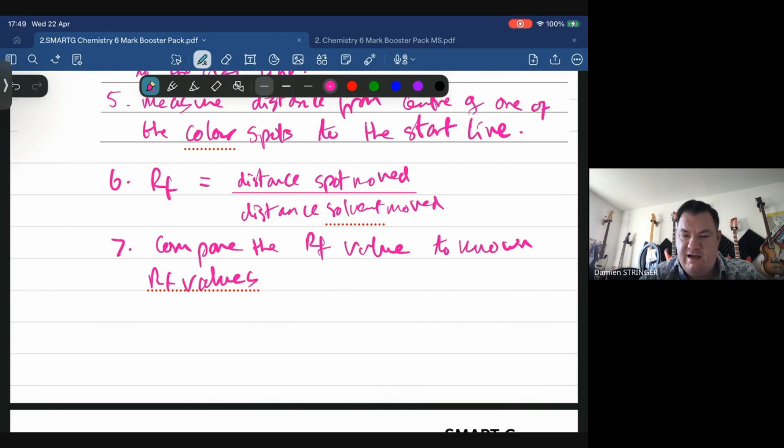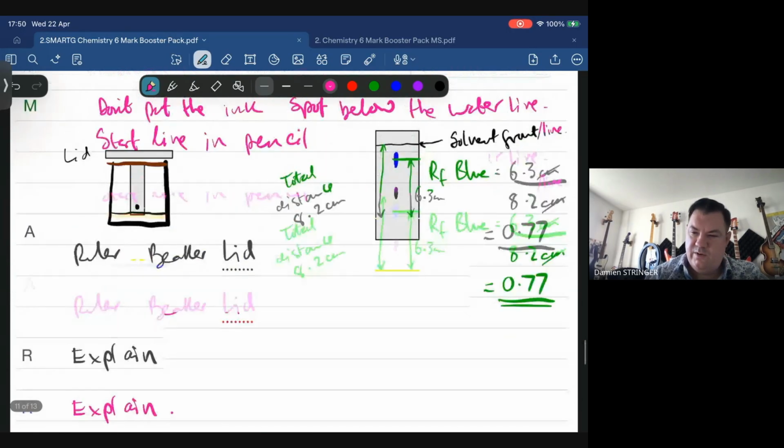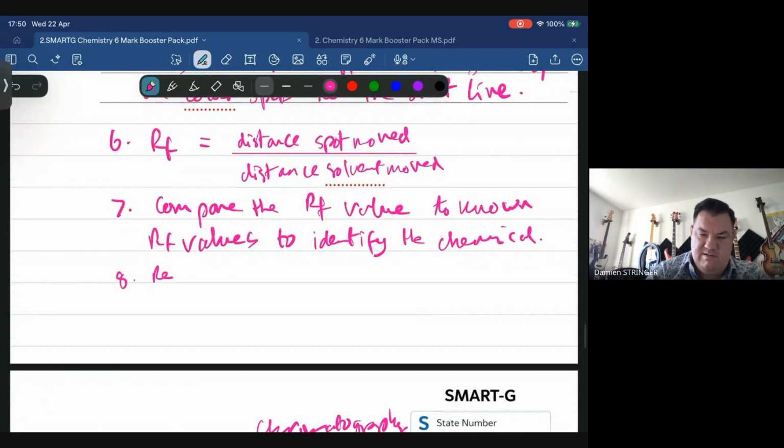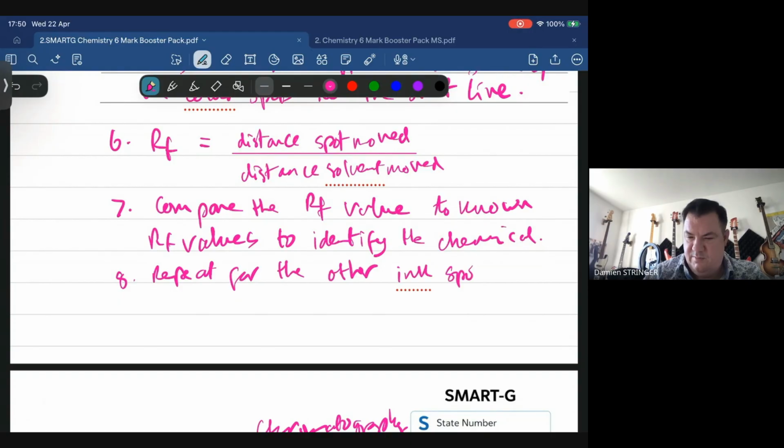So compare the RF value to known RF values. So they should all have their own RF values. And then you identify the chemical. And then the last bit of this, which is the G, the go again, repeat for the other ink spots that moved.